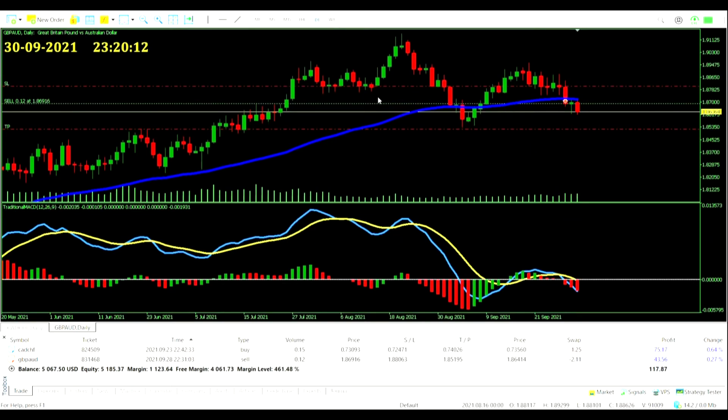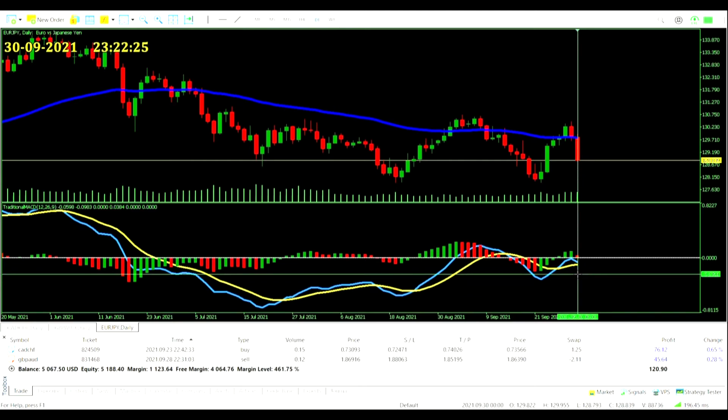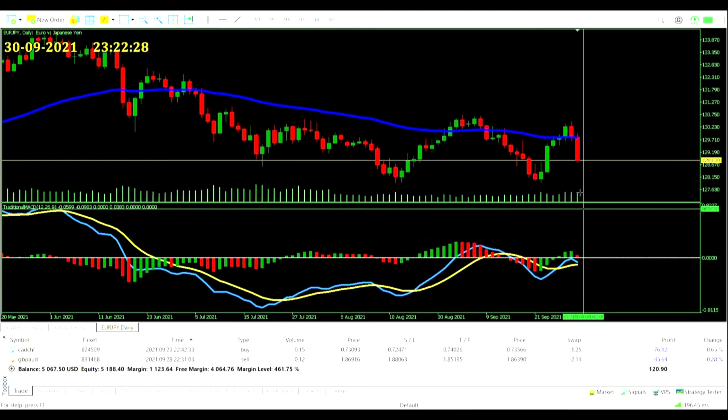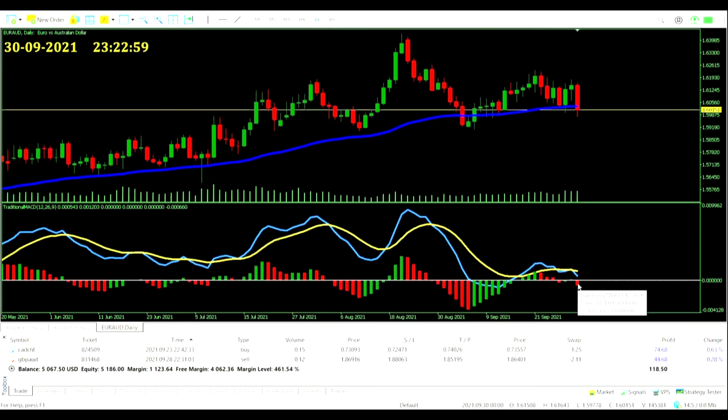No action on either of these charts. Let's see what else is happening. So close to the crossover here on the Euro Yen. This is one that we could take. If we see another red day, that MACD is going to cross. We'll be in. Signal from the Euro Australian dollar as well.